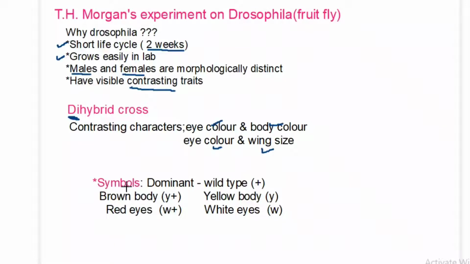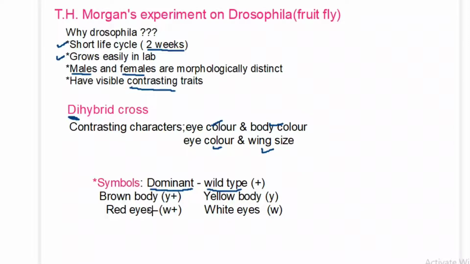Then some of the symbols we must know to understand T.H. Morgan's cross for linkage. For dominant characters, which is also called wild type, okay, dominant means wild type, he used a plus sign to show dominance or the wild type.